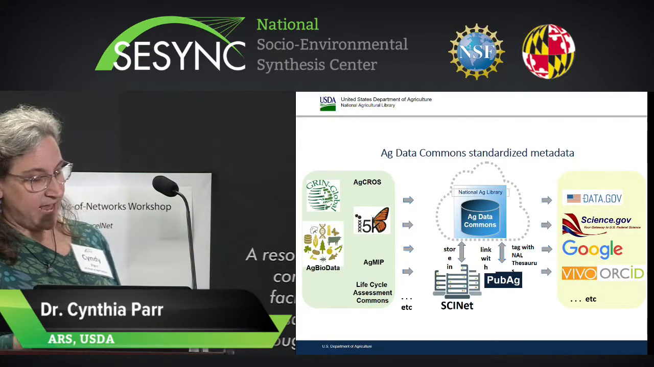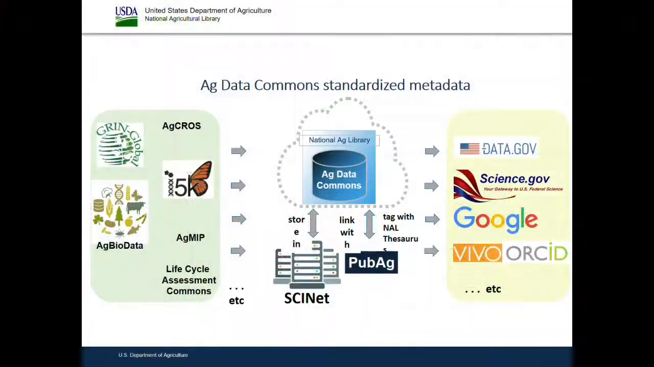So AgData Commons is itself a network of networks. So AgCross, I already mentioned, has its own networks, but these are examples of a bunch of other networks that are each specializing in a particular kind of data. I'll talk about Ag Biodata in a moment. Green Global is the repository for germplasm information, and so it is a platform that's used not only by USDA, but by other seed banks around the world.